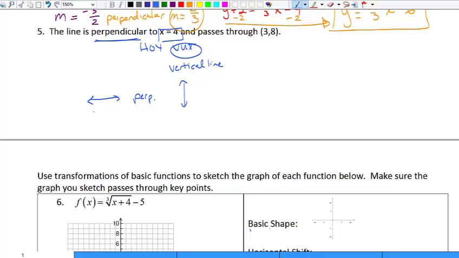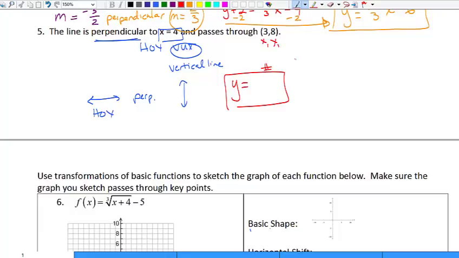Well, how am I going to get a horizontal line? The equation of a horizontal line, using our Hoy, tells us that it's going to be y equals some number. And that's my answer, y equals some number. Well, where am I going to get that number from? I'm going to use the point, x1, y1.